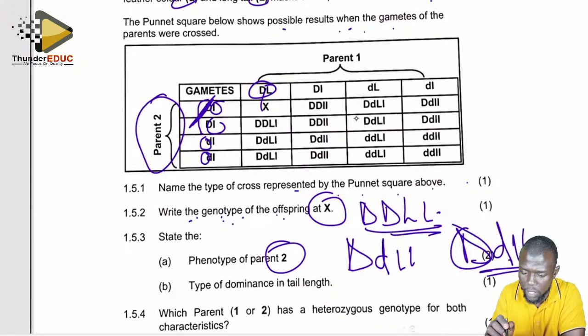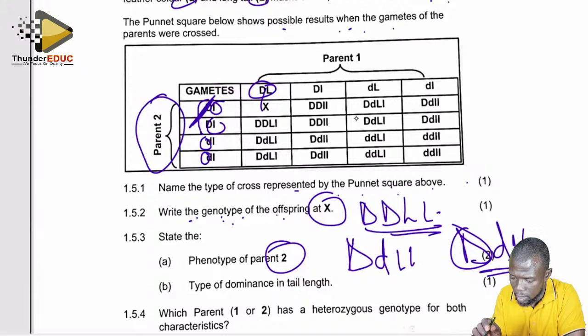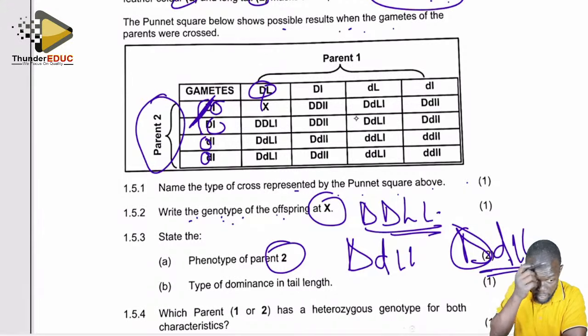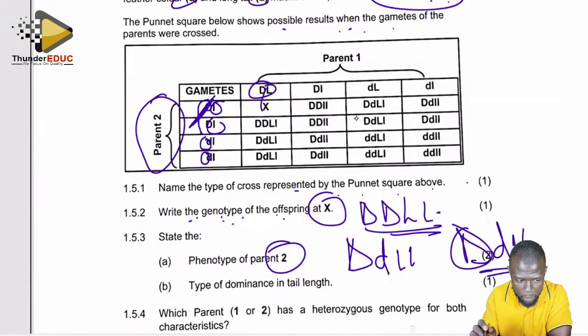Capital D means what? We come back and find out. Capital D is dark feather. And small l, small l. Long tail masks the expression of the short tail, so this is small l. So it means that it's going to be dark feather with short tail. Yes, so that is going to be the most correct answer.